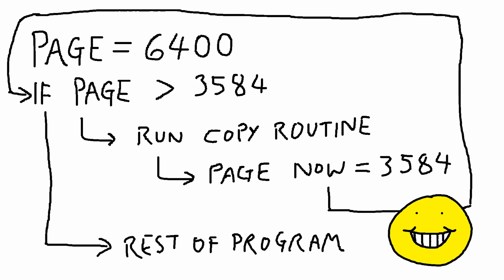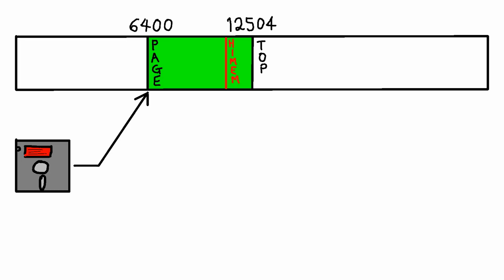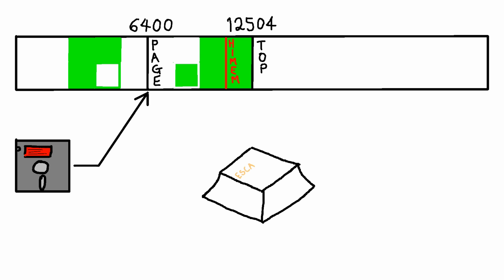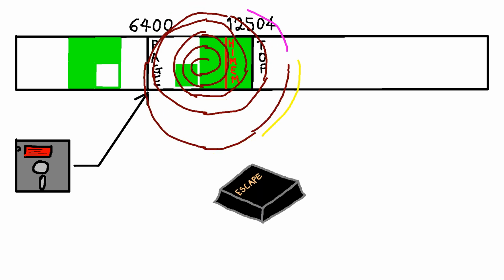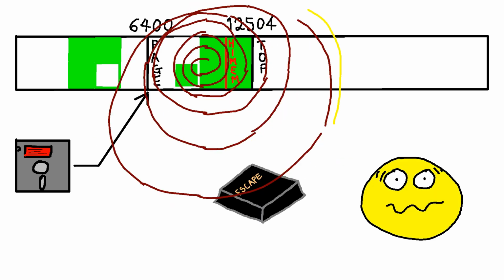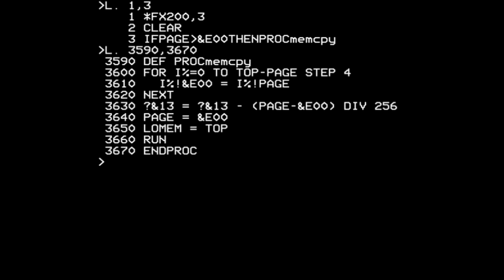It's quite a good idea to pop an asterisk FX200,3 at the start, because the memory copy routine does take 1 or 2 seconds to run, and we really don't want a user hitting escape midway through. Otherwise we'll end up in a right pickle with half the program copied elsewhere, but the page and top values still set to their original values. Chaos ensues. And that's it.